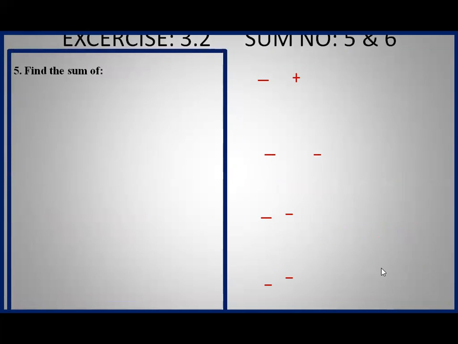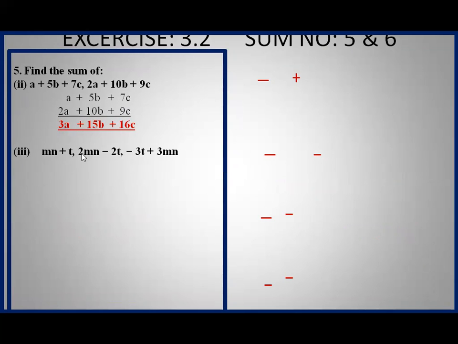Now the same similar sums of 5 and 6, that is addition and subtraction. Let's group all the terms together and add. 7 plus 9 is 16c. 5 plus 10 is 15b. A plus 2 is 3a.